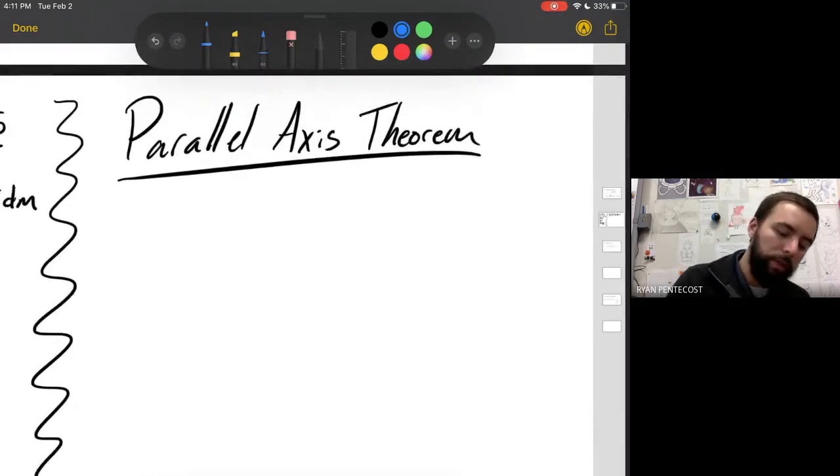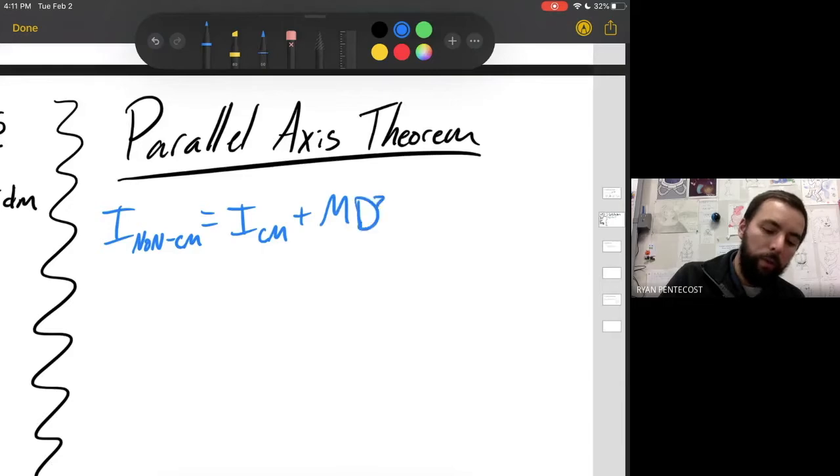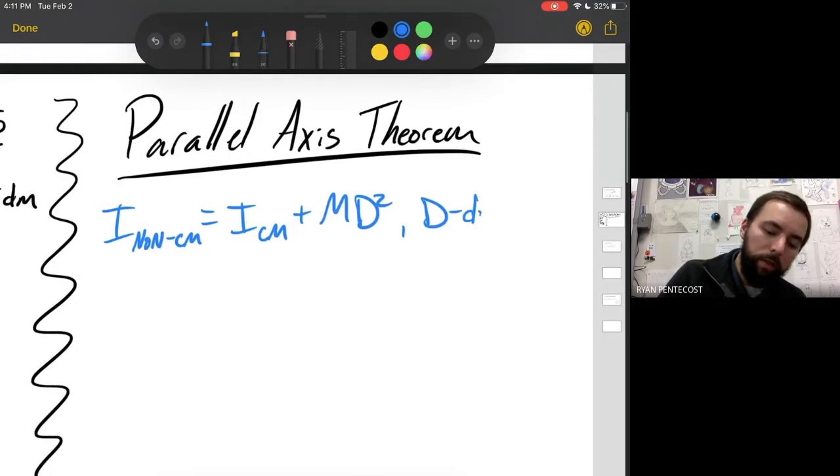So let's show you what the equation is. The equation is that if you have some center of mass moment of inertia, you take the moment of inertia as if it were at the center of mass, then add md squared, if d is your distance. Okay, that is from the old axis to the new axis.